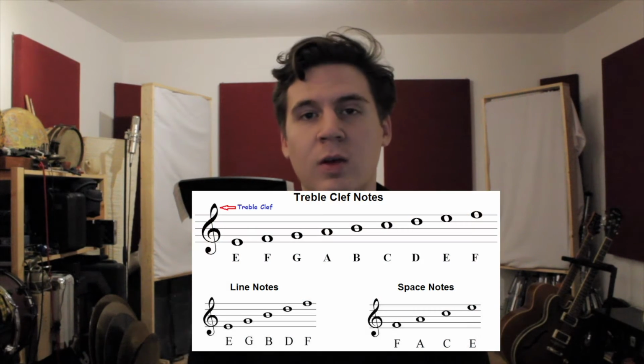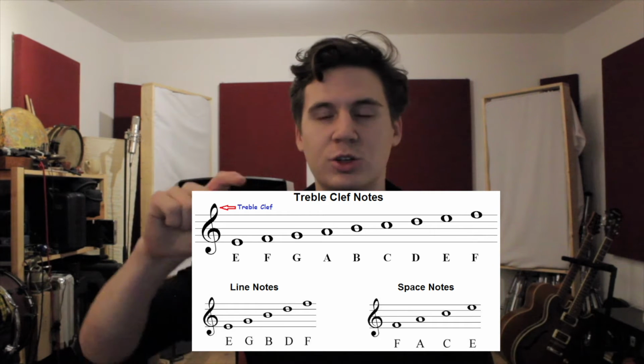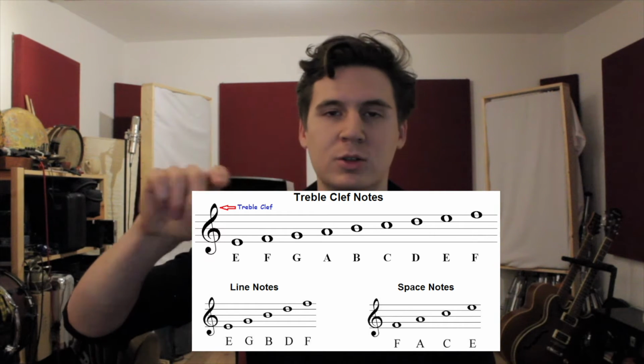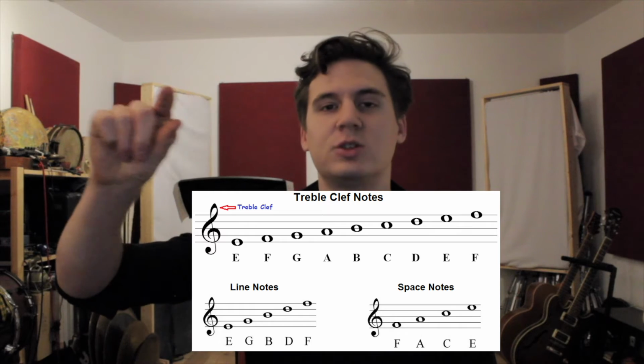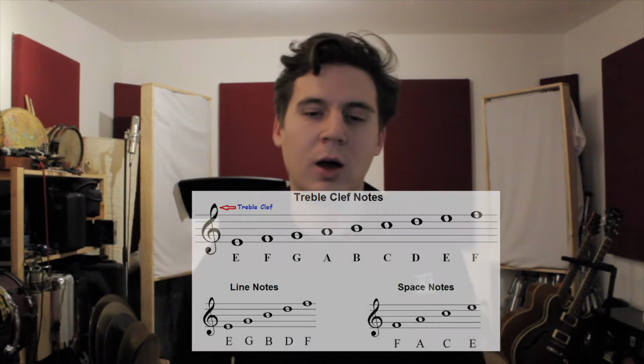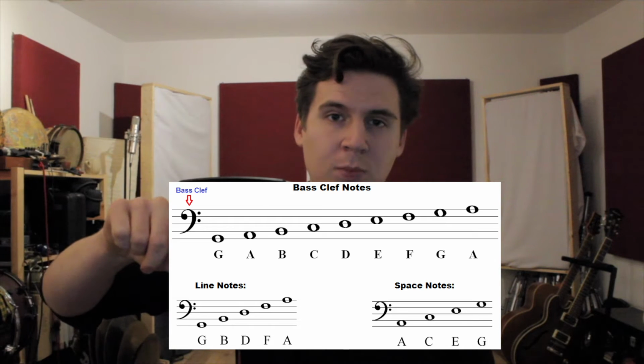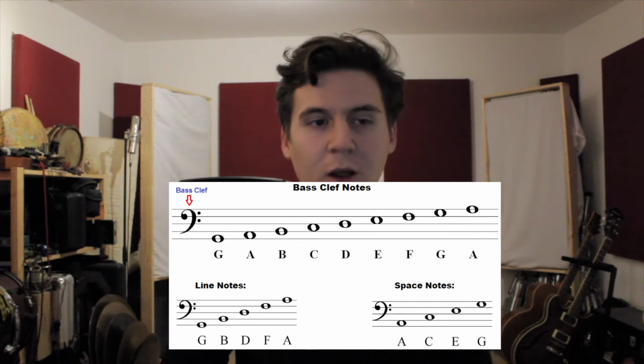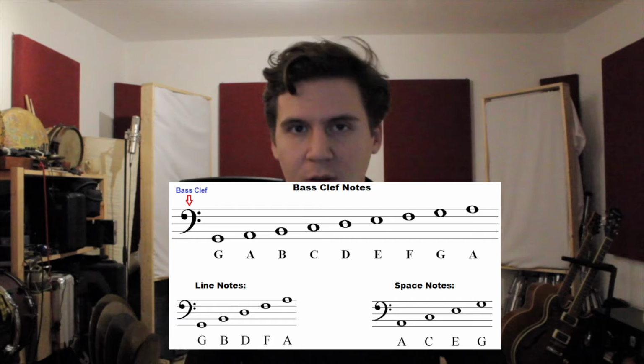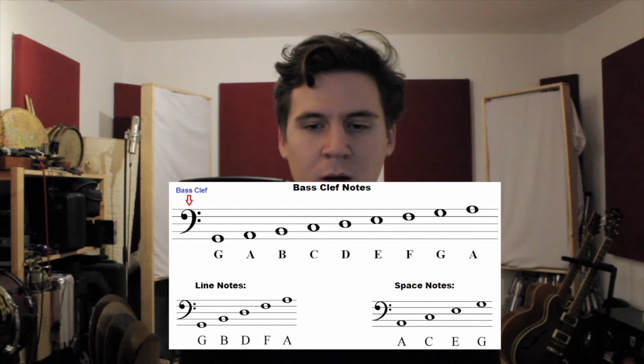So an A in treble clef is in the space just below the middle line. So it doesn't cross the line itself, it's just below the middle line. In bass clef, it's the next space down. And that's also a lower octave of A, but it's still an A.